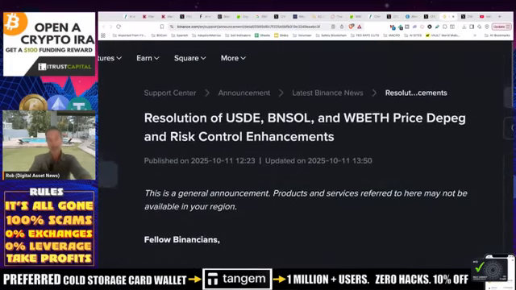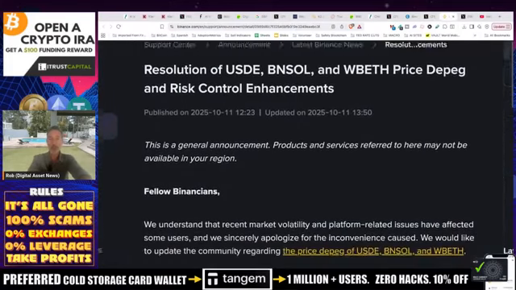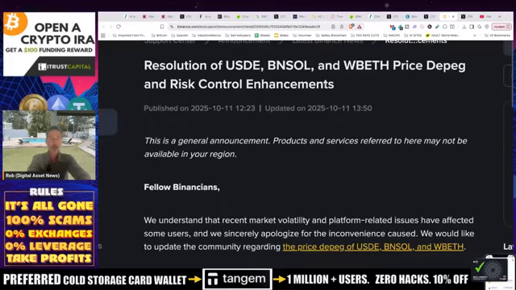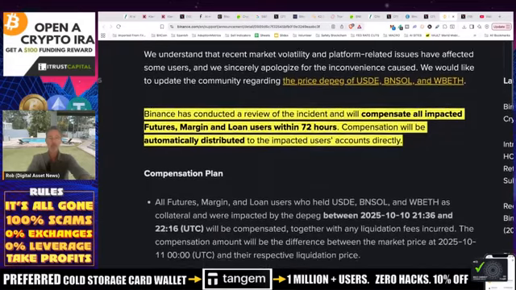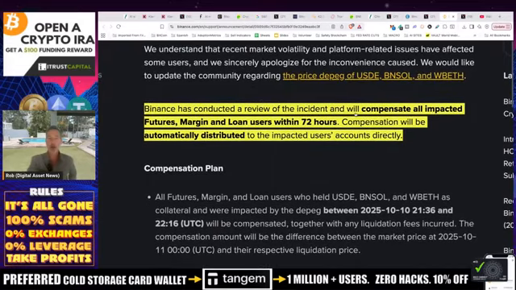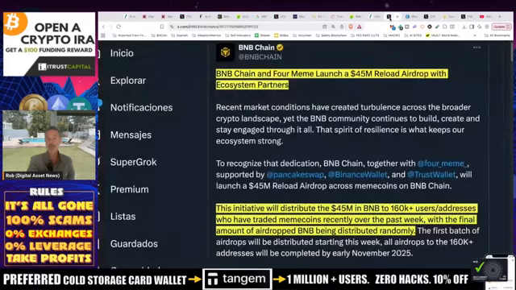And then lastly, some somewhat murky news. Because of this price depeg, Binance conducted a review of the incident and will compensate all impacted futures, margin, and loan users within 72 hours. Compensation will be automatically distributed to the impacted users' accounts directly. So, hey, good for Binance stepping up and saying, hey, we're going to try to pay things back. Now, some people say, well, who cares? They were responsible for it. And to that, I say, you might be right.